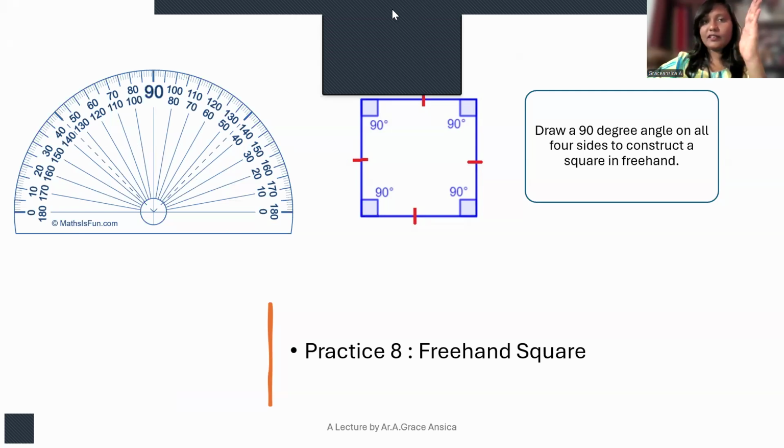Same with this horizontal line, whatever measurement you want, again gauging sizes, don't use your ruler. Take the measurement 3 centimeter, 4 centimeter, whatever that is, draw another vertical line. Cut at one place. In a square, all sides are equal. So let's say you have taken 4 centimeter at the bottom, gauge the size, take 4 centimeter, 4 centimeter, and then put a line on top.